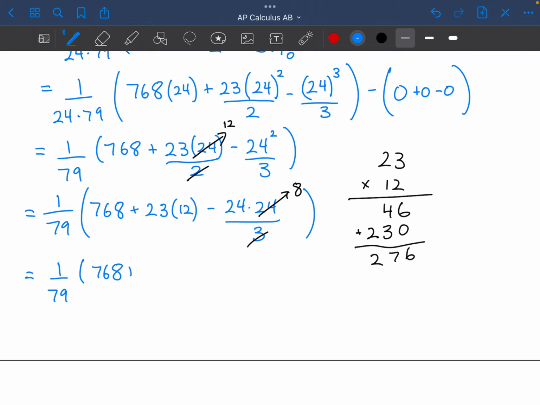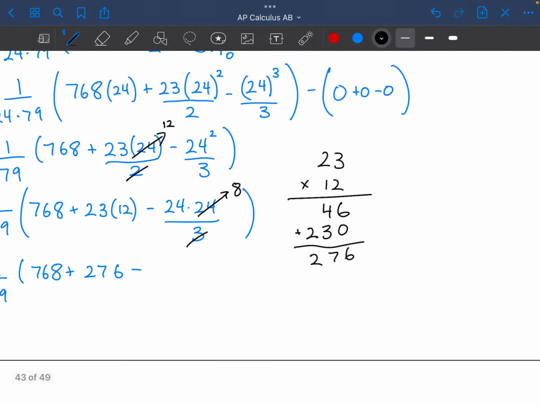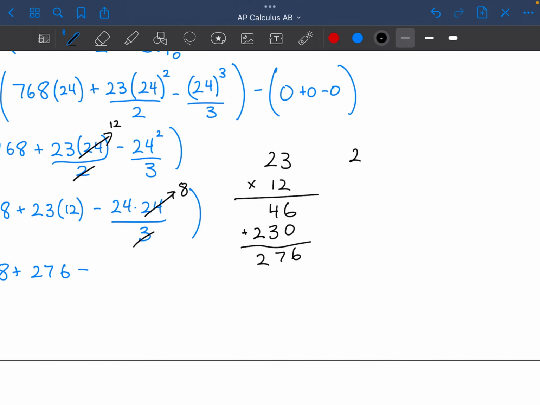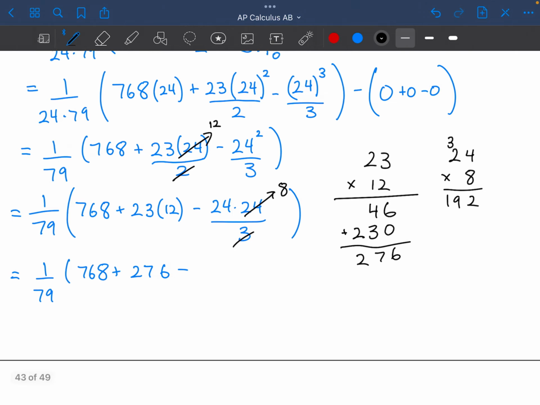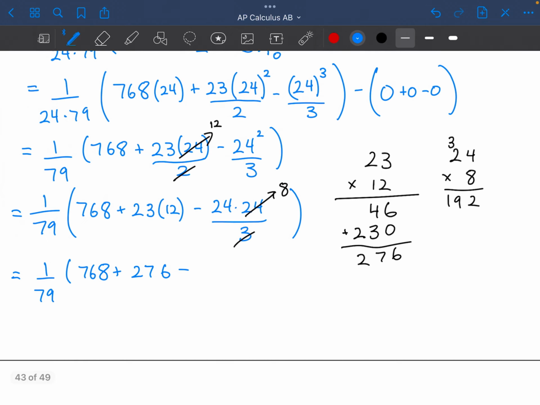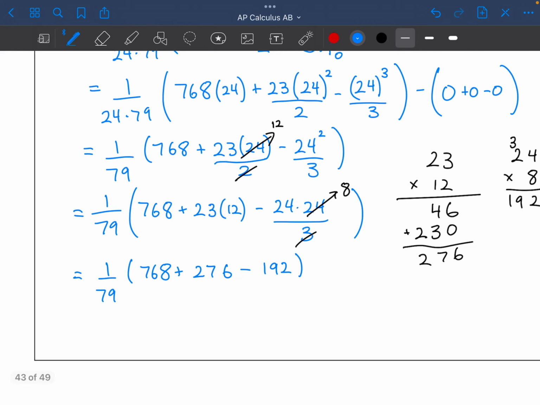So that means over here I have 1 over 79 times 768 plus that 276 that I just found minus, okay, I need to do 24 times 8. And I'm going to do that kind of the same way. 24 times 8. 8 times 4 is 32. Carry the 3. 2 times 8 is 16, 17, 18, 19, 192. So this is going to be 192. That's supposed to be a parenthesis, but I can't draw curvy lines right now. And we're really, really close.